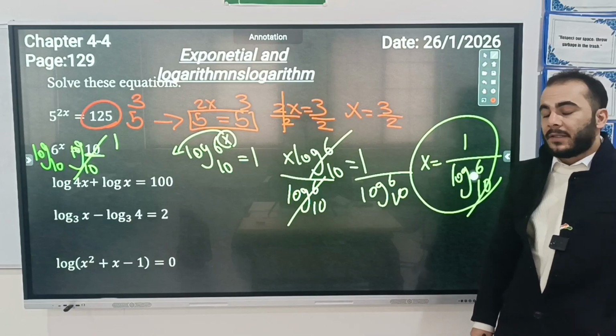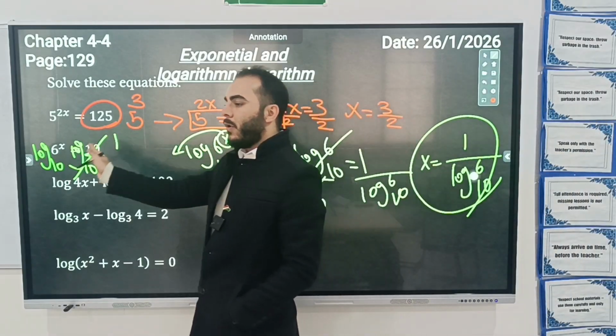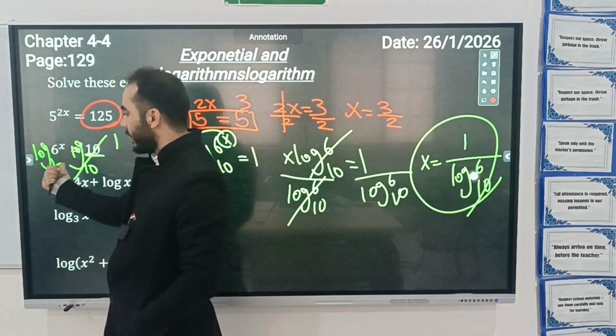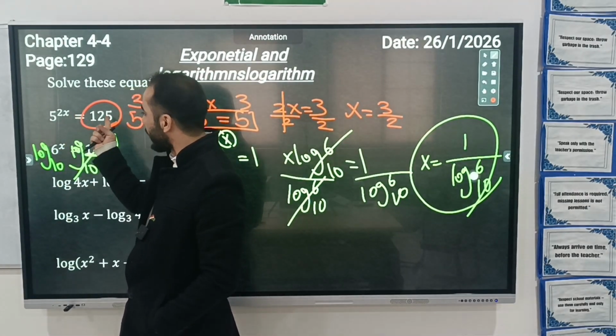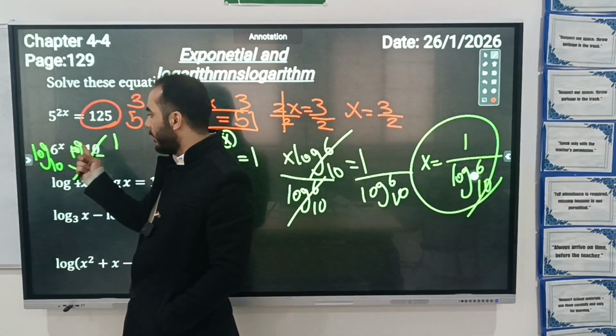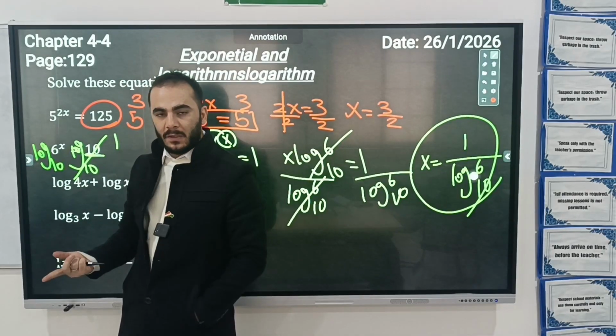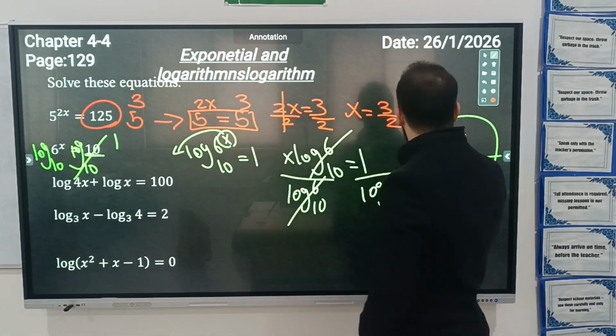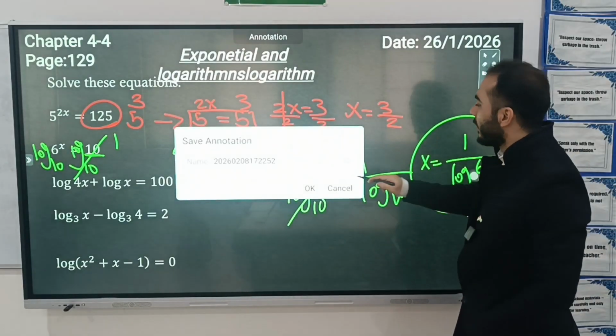Whenever we cannot write one side in terms of the other one, we need to take logarithm, just like this. So the difference between these two: we could write 125 as a power of 5, but here we cannot write 10 as a power of 6. That's why we need to take logarithm. Take a look at the third one. I need to erase this one in order to have enough space to deal with it.